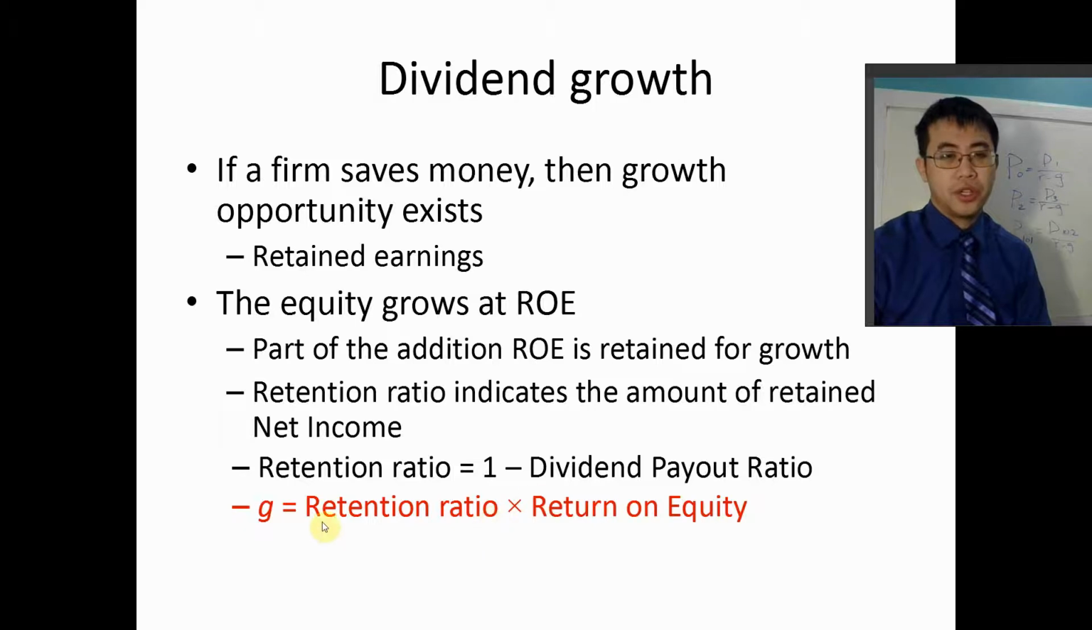So two factors determine the growth of dividend. The first factor is retention ratio. The more the company saves, the higher the growth rate for the dividend. The second is the return on equity. The more profit the company makes, the higher the growth rate of the dividend. All right. So next slide.